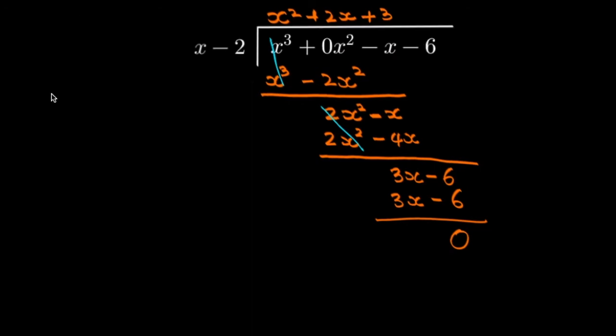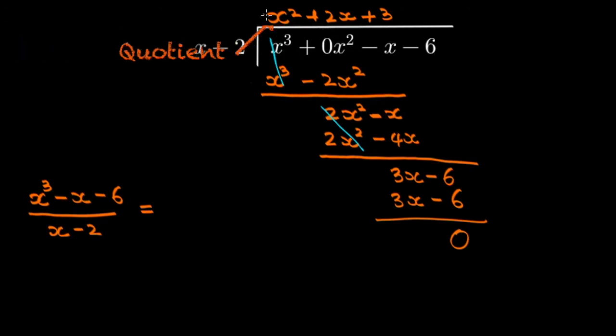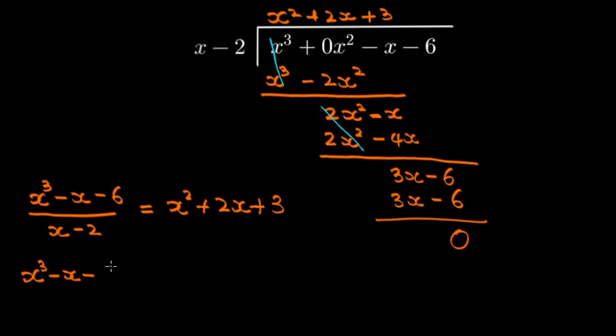So what we've shown is that x cubed minus x minus 6 divided by x minus 2 is equal to the terms that we have up here, and this is called the quotient. So this is equal to x squared plus 2x plus 3, and so with a bit of rearranging we've shown x cubed minus x minus 6 can be factorized into x minus 2 multiplied by x squared plus 2x plus 3.